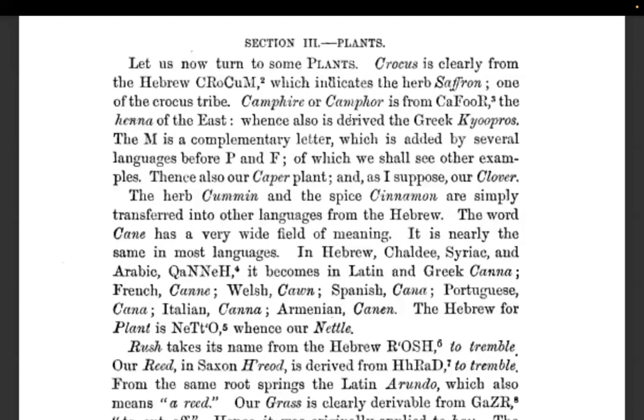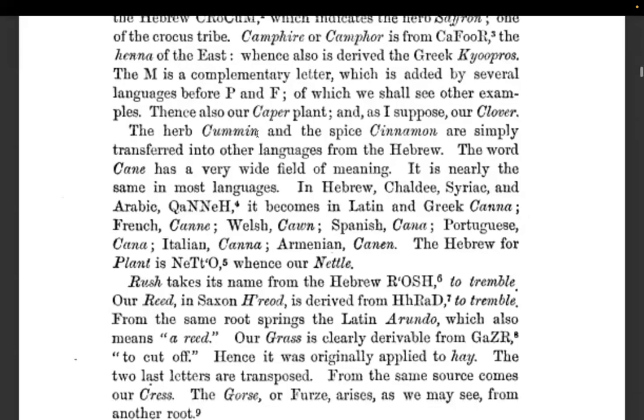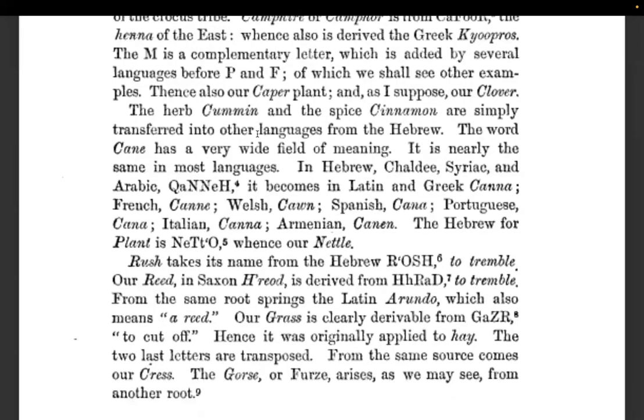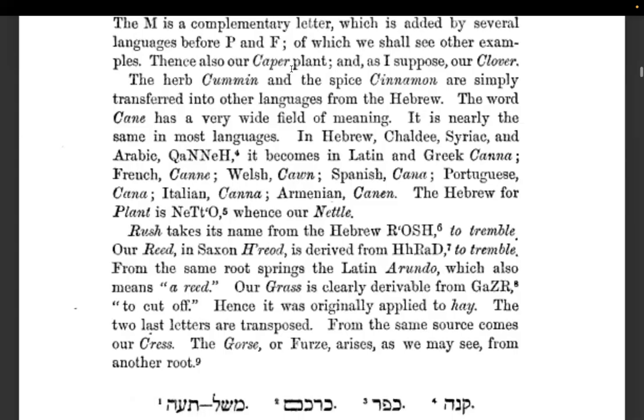Camphor is from Kafu or the henna of the East, whence also is derived the Greek kupros. The M is a complementary letter, which is added by several languages before P and F, of which we shall see other examples. Thence also our caper plant, and I suppose our clover. The R and L, right? Or yeah, the P would become an L there for some reason.